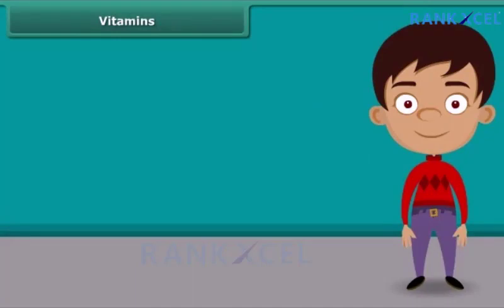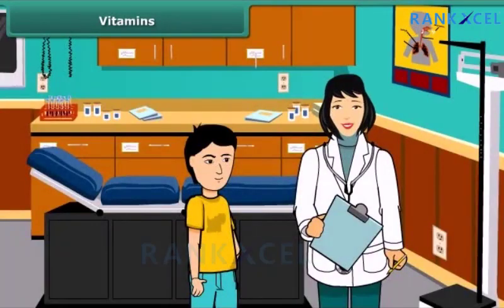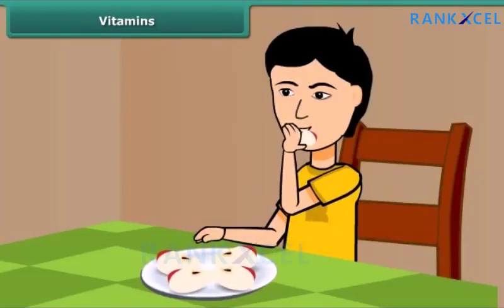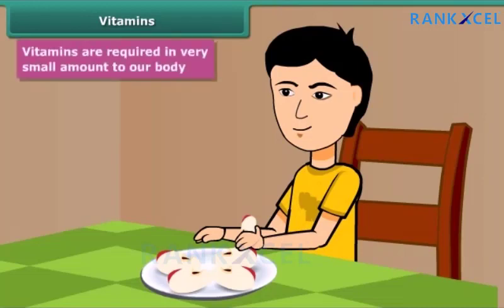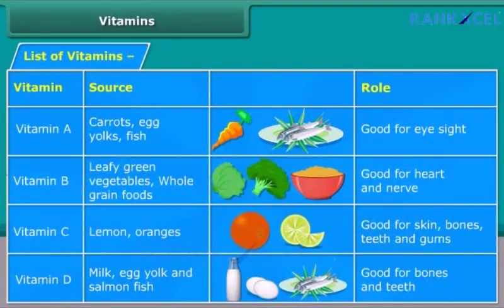Friends, when you get ill and go to the doctor, he advises you to take some fruits with light food because many of our body processes require vitamins present in fruits and vegetables. They are required in very small amounts. Here is a list of vitamins, their sources, and their roles.